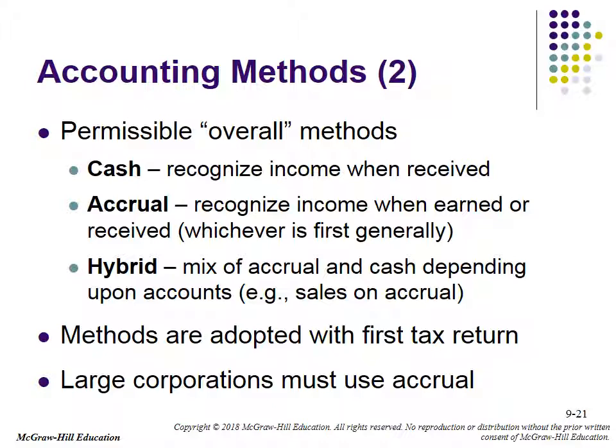So we've talked about the different accounting methods from the income recognition, but also we need to talk about them from the deduction side. So when it comes to the cash method, we recognize income when we receive it, when the cash is involved. You can also choose to be an accrual taxpayer. You recognize income when earned or received. Hybrid is a mix of accrual and cash. Hybrid is more cash related, and that's the method that's followed, except for when it comes to accounting for inventory. You adopt your method with your first tax return. As we discussed in a prior chapter, large corporations must use accrual.